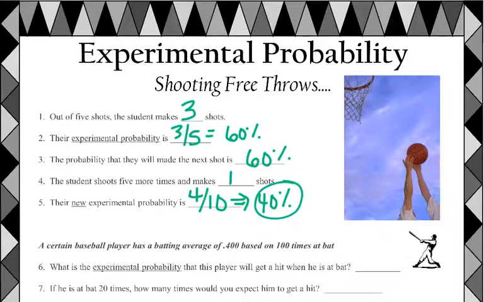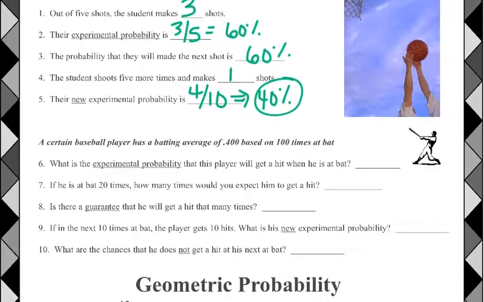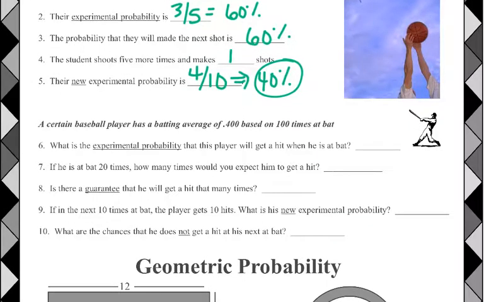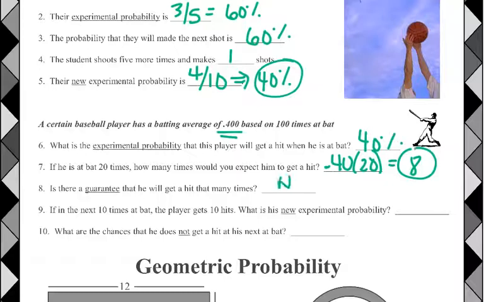Experimental probability is basically like a running total, right? Same thing with the baseball. If they have an average of 400, that means there's a 40% chance that they get a hit. And so you're like, okay, well, if they're at bat 20 times, then there'd be about 8 hits, you would think. But that's not a guarantee, right? We don't always perform at a consistent rate. Maybe the next time they get 10 out of 10.